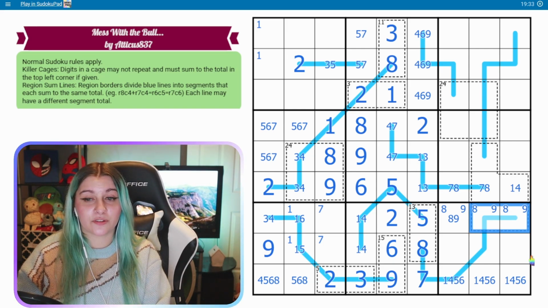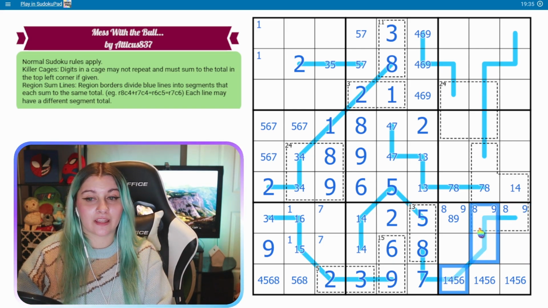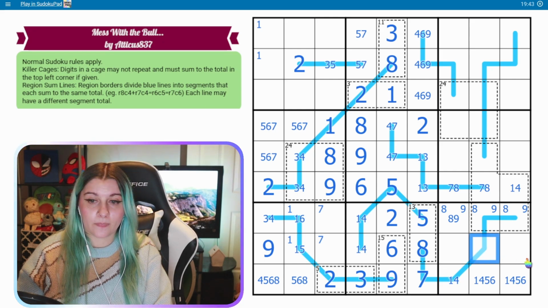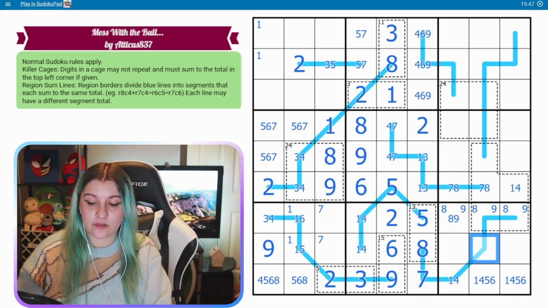If I have to use an 8 or a 9, though, that's pretty limiting on what this could be. This is either 1, 2, 4 or 1, 2, 3. There you go. In order to get 15, this can't be a 5 or a 6. This can't be a 2 or a 3. This is going to be a 1, 2, 3, 4.